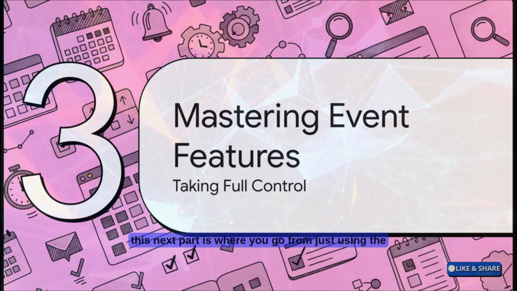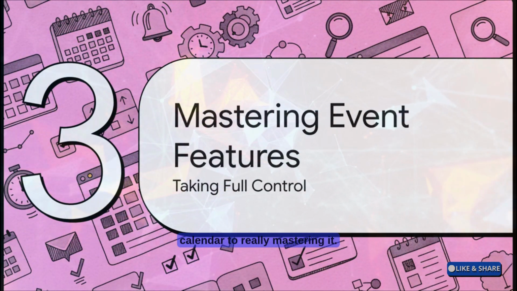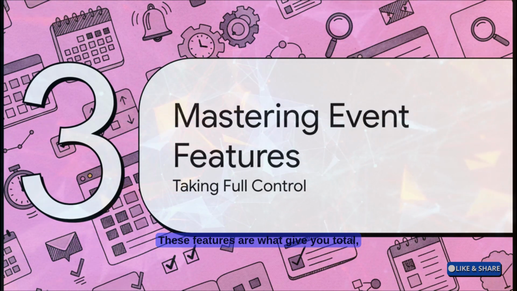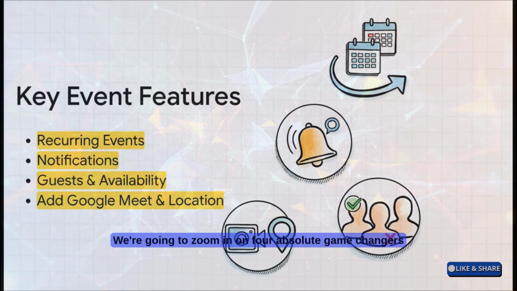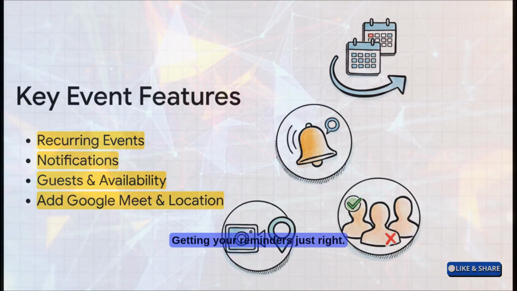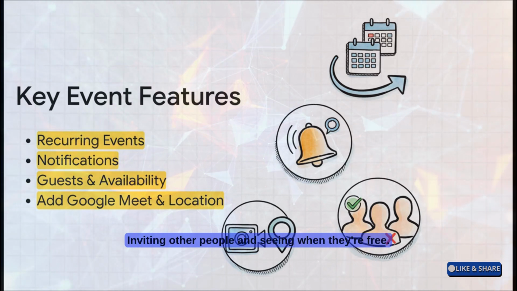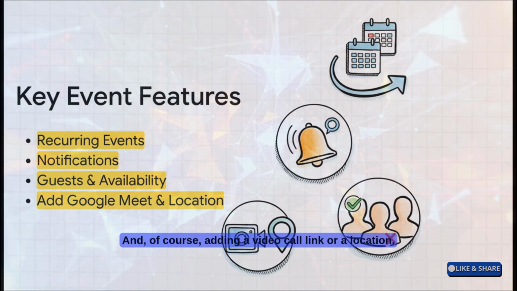All right, this next part is where you go from just using the calendar to really mastering it. These features are what give you total, complete control over your time. We're going to zoom in on 4 absolute game changers here. Setting up events that repeat automatically, getting your reminders just right, inviting other people and seeing when they're free, and of course, adding a video call link or a location.